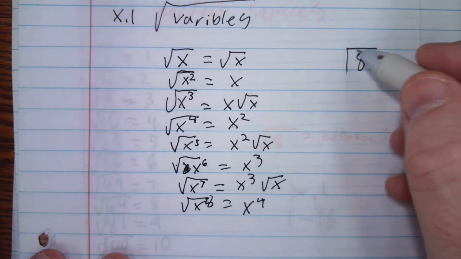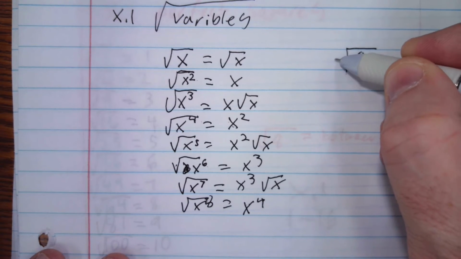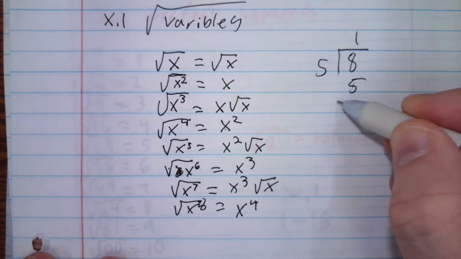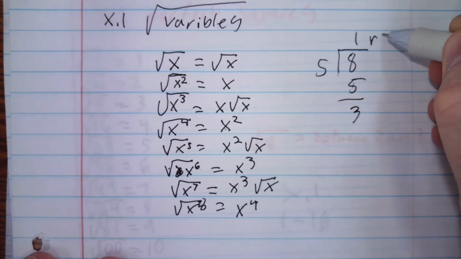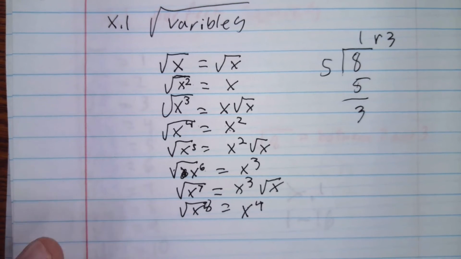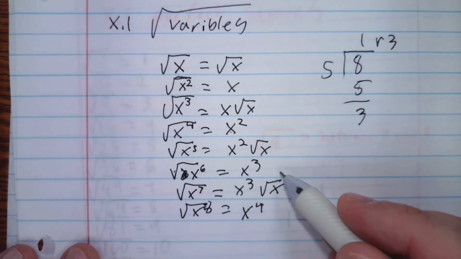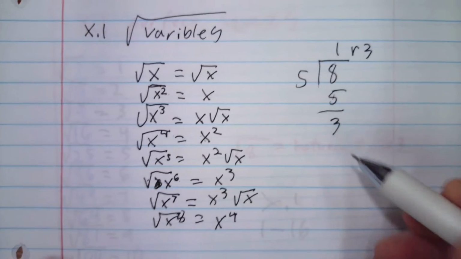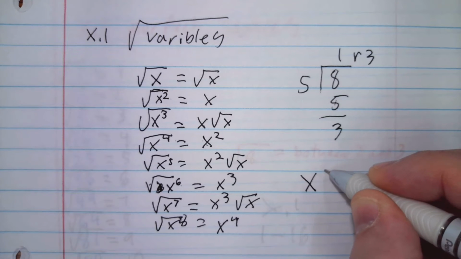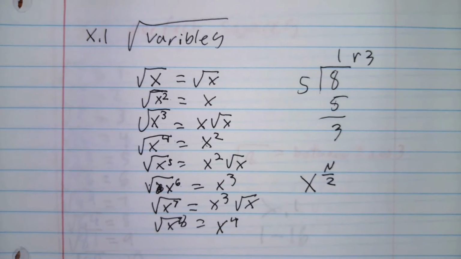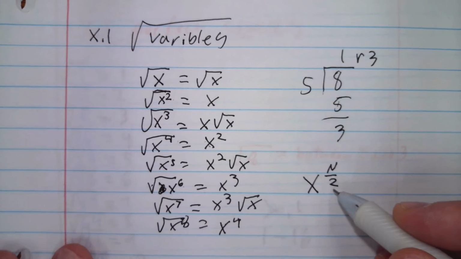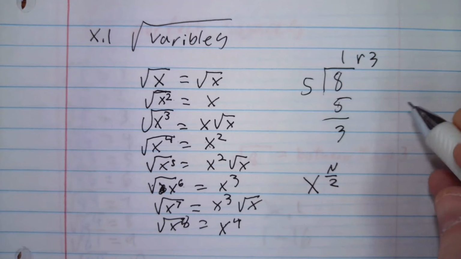So you'd have something like this, and you'd have like 5. How many times does 5 go into 8? Once. What's left? And then you used to write this. Remember that? That's basically what we're doing, except the remainder always is going to be radical x. So this is basically the formula. X, whatever the number is, you just divide it by 2, and that's what it's going to answer.